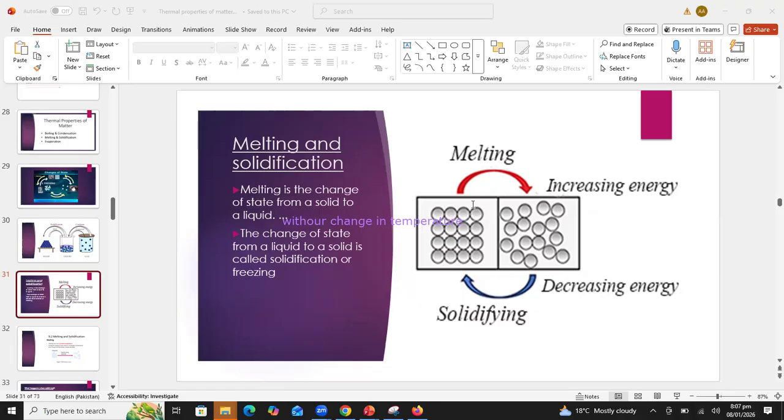And how can we define solidification or freezing? Solidification is the change of state from liquid to solid without changing temperature. So it means that during melting and during solidification, the temperature will remain the same. When the solid absorbs heat energy, it is converted into liquid; this process is melting. When the liquid converts back into solid, it loses heat energy; this process is called solidification. During these two processes, the temperature will not change. Is it clear to you, everyone?